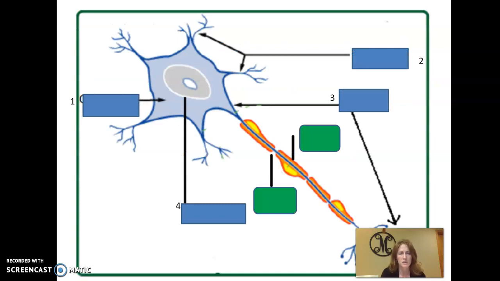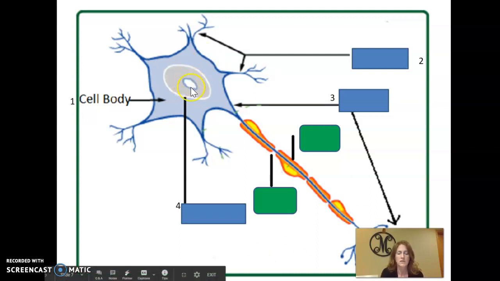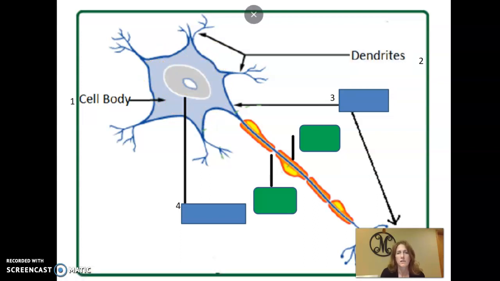So in this picture, number one is the cell body. This is the main portion here in the center. This is the nucleus in the center, actually. There's other organelles. Number two, these are the dendrites. These are the branches that are going to get information from other sources and bring it into this nerve from other nerves.